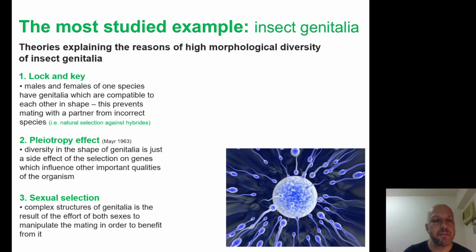And the third possible hypothesis is that it is something about sex, right? So it is something called sexual selection. So basically, it's about both sexes trying to manipulate the sexual act, to manipulate the mating, in order to benefit from it.